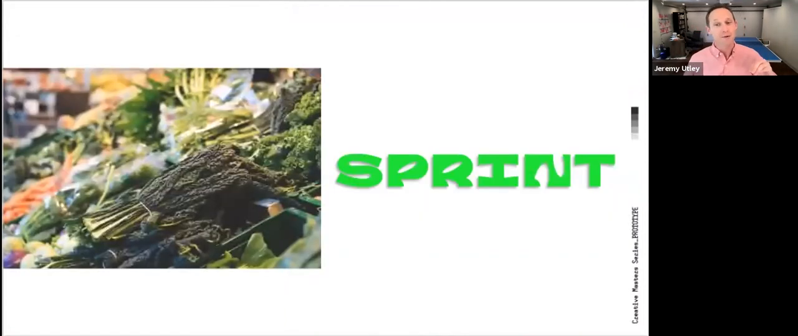But one of the things that we have observed as we've been doing this work inside organizations and with graduate students is there's this focus on the sprint. And by the way, we value the sprint quite a bit.